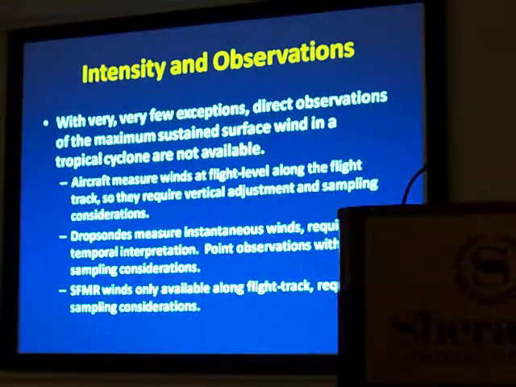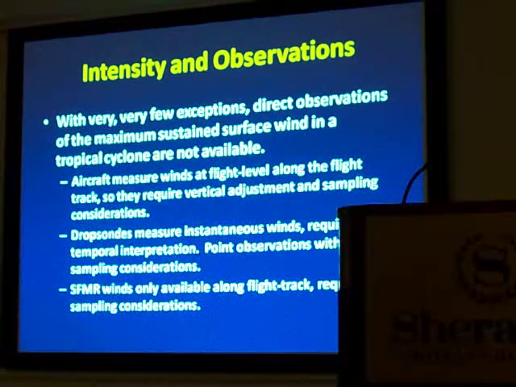So some key points here with regard to the reconnaissance data. With very, very few exceptions, direct observations of the maximum sustained winds are available in tropical cyclones. When we talk about aircraft, it measures winds at flight level along the track of the storm, and so they require quite a bit of vertical adjustment. Typically, for a reconnaissance aircraft flying at 700 millibars, we use the 90% rule, unless there's some reason to deviate from that. Most of the aircraft fly at 700 millibars. If it's an invest, they'll fly much lower, maybe 850 millibars, which is 1,500 feet, and there are other vertical adjustments that we can use there.